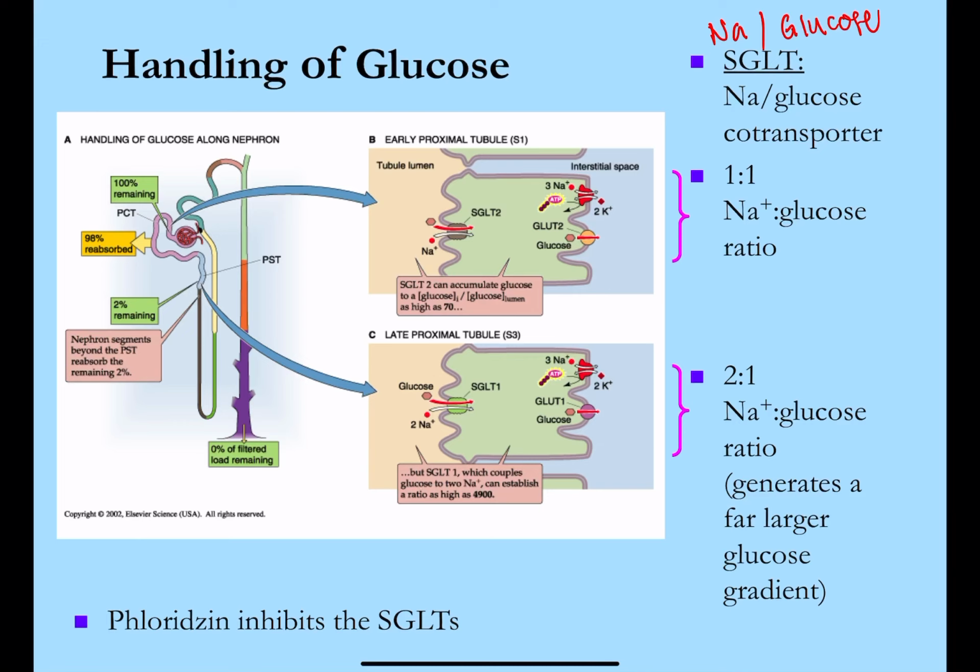But by the time I get to the late proximal tubule, the type of channel is creating this gigantic difference between the lumen and the cell. Look at this number, almost 5,000 times, meaning that it's trying to make sure not a single glucose molecule is left behind in the ultrafiltrate. So I'm trying to take anything that I see into the cells so I can reclaim it back, right?